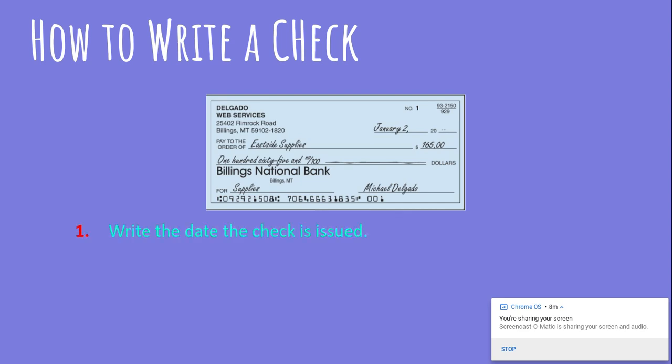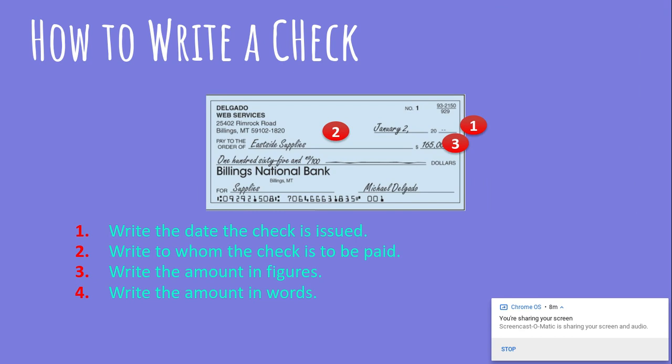Okay, so let's click through it. It'll tell us with nice little numbers too. Number 1, we write the date on the check, and there it is up there. Number 2, we write who the check is to be paid to. We already said it's to Eastside Supplies. Number 3, write the amount in figures. Right there, 165.00. Number 4, we write the amount in words. Number 5, write the purpose of the check. And number 6, we sign the check. So there it all is, black and white, numbered for you. Any questions? Okay, we'll go on.